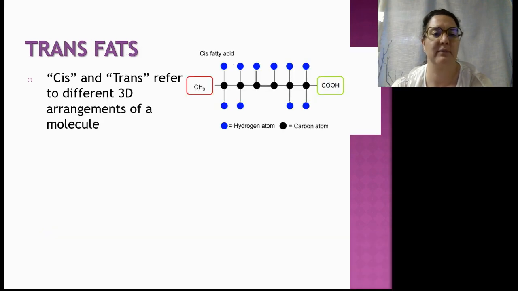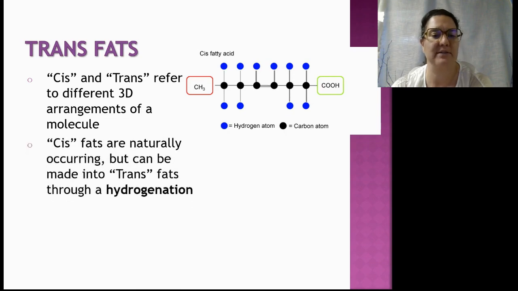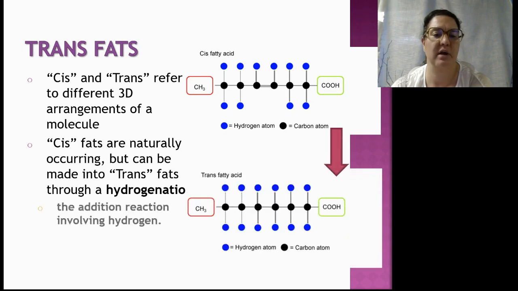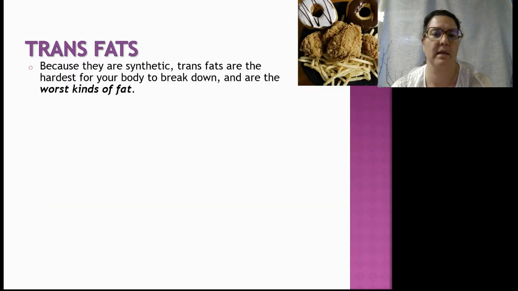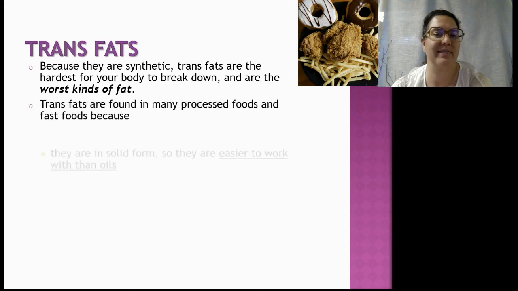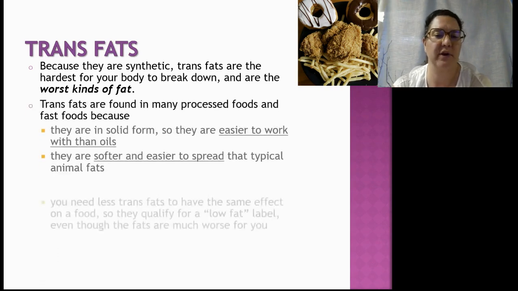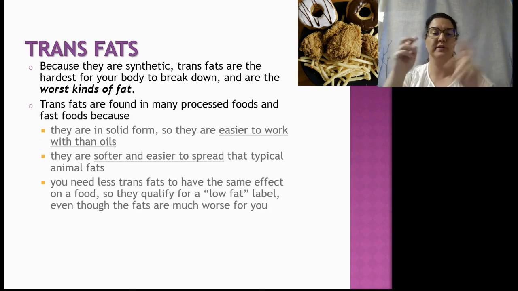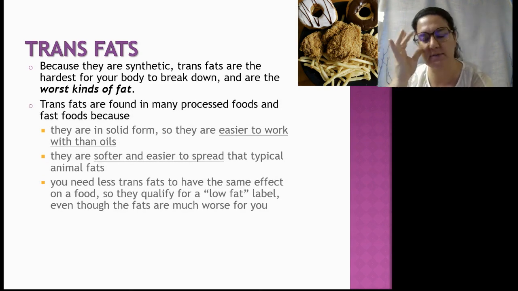Now, cis and trans refer to different 3D arrangements of a certain molecule. Cis fats are naturally occurring but can be made into trans fats through a process called hydrogenation, which involves the addition of extra hydrogen atoms. Because trans fats are synthetic, they're the hardest for your body to break down, so they're the worst kind of fats. Many processed foods have now removed trans fats from their processing method.